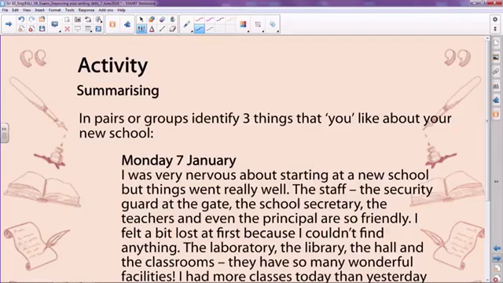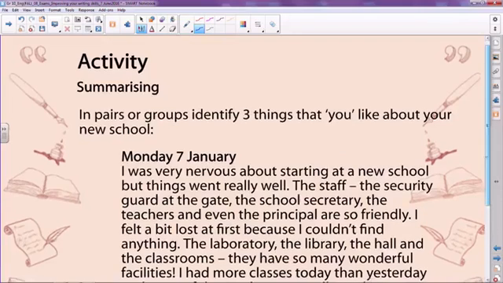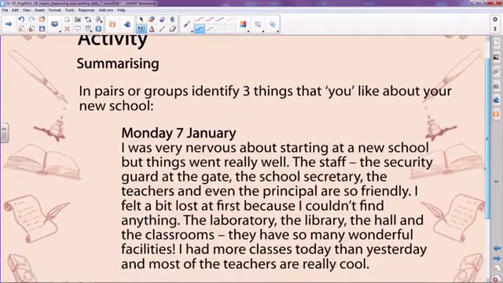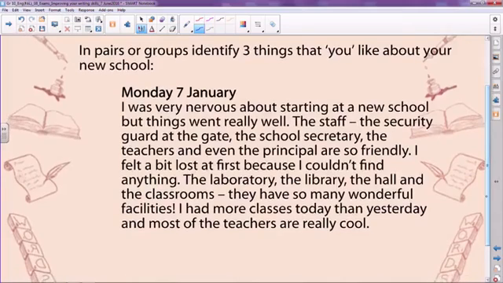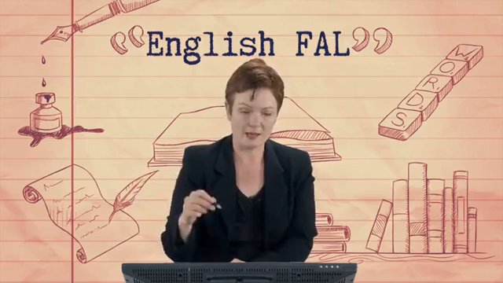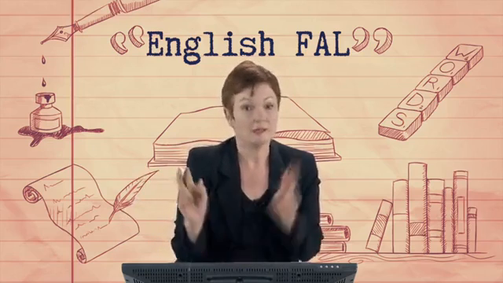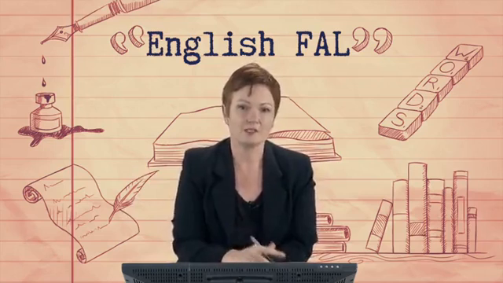All right, I'm going to give you 3 minutes for this one. And you can do it in pairs or in groups, however you're sitting, that's fine. And I want you just to identify, we're not going to be writing any sentences or anything that you may be putting down on paper in your exam. Just to identify 3 things that you like about your new school, from your perspective, it's your diary. So you've got 3 minutes to do that, and when we come back, we'll highlight those 3 keywords. Okay, I'll see you back in a moment.